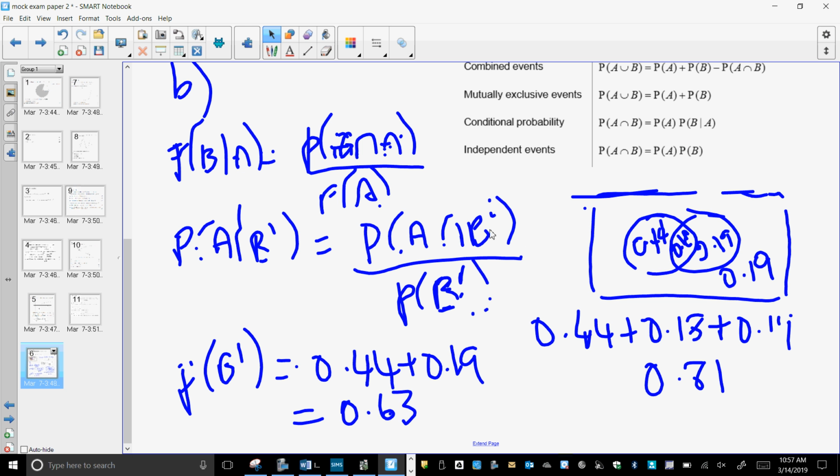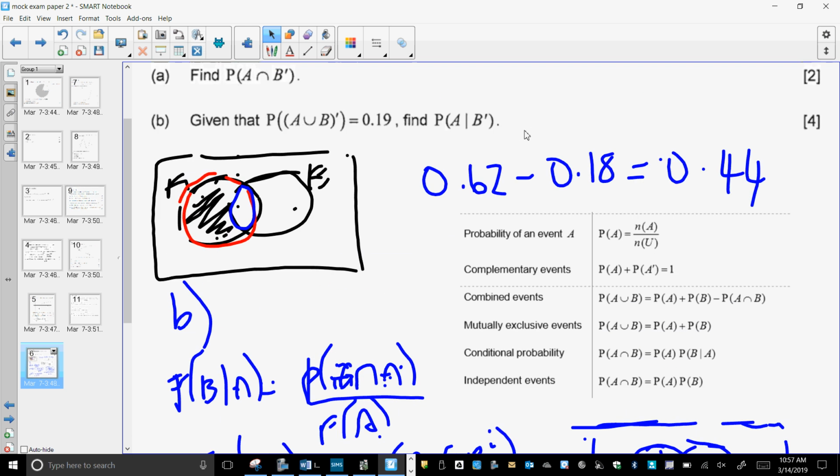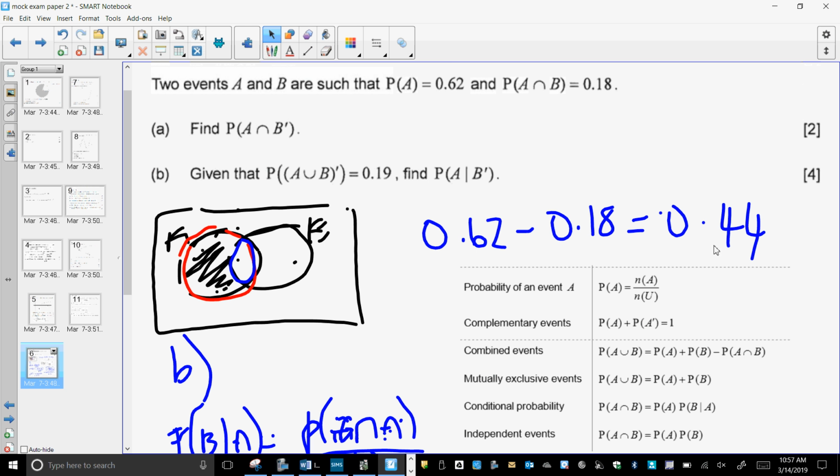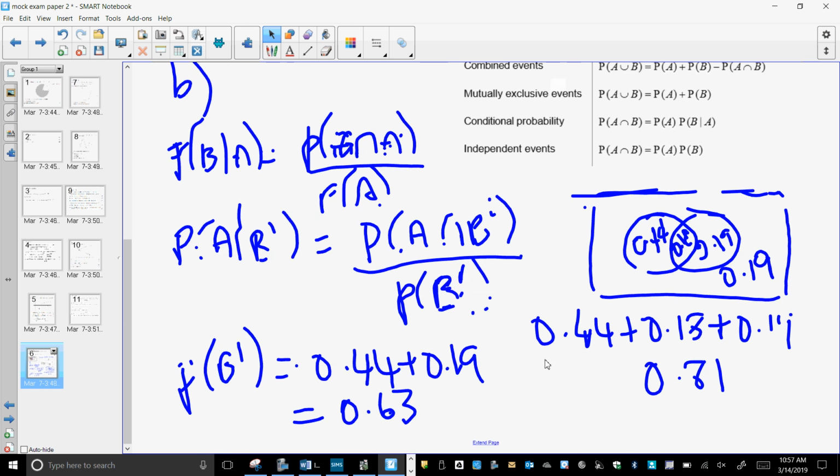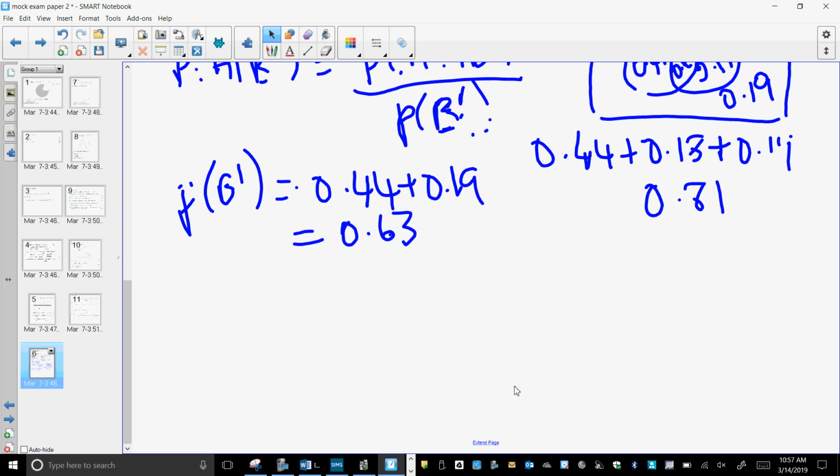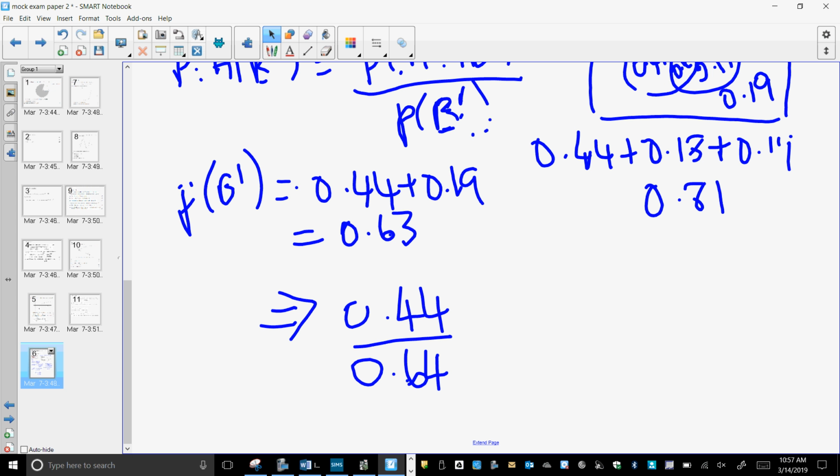So the intersect of this is what we found up here. So that was 0.44. So we're looking at 0.44 over 0.63, which is 44 over 63. It's typical. And you don't have to simplify it. If you wanted to, you could write it as a decimal, but there we go. Okay.